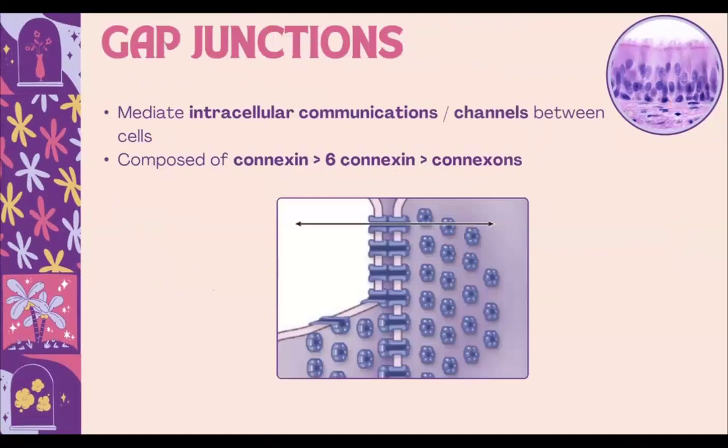Then we have the last type of junctions, which are gap junctions. As the name suggests, they have a gap in them. These are the type of junctions that you actually use for communication. The previous junctions are only for connecting. Tight junctions don't let anything go through, and the other junctions are just for connecting.